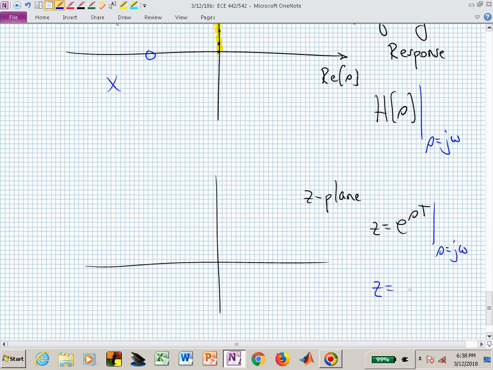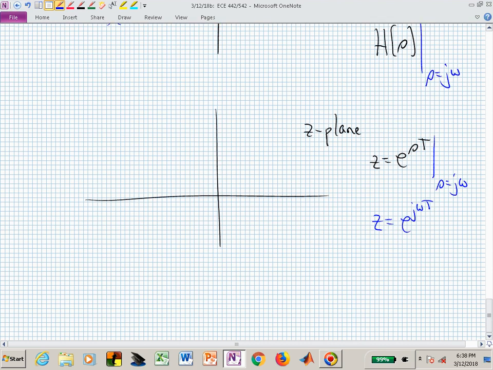Z now becomes e to the j omega t. What's the magnitude of that? Just recall Euler. Euler says cosine omega t plus j sine omega t, and I want the magnitude of that complex number. So now I have cosine squared plus sine squared. That's equal to 1, no matter what omega t is. That has a magnitude of 1.